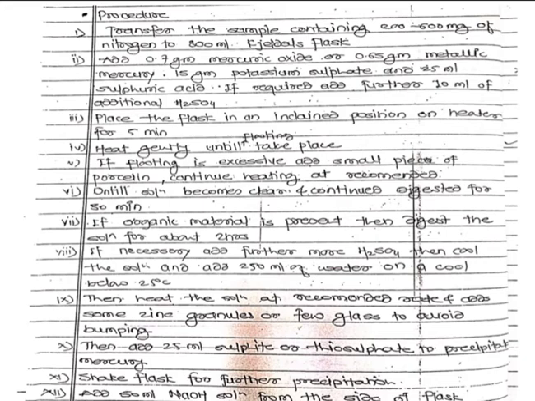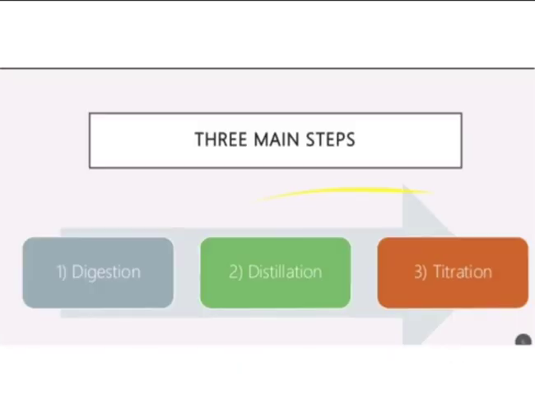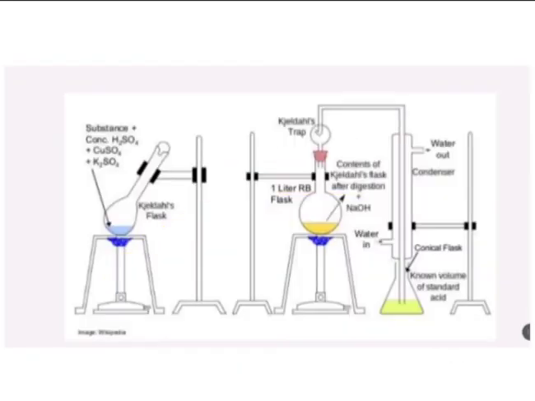If our substance is not soluble, then you have to add more H2SO4, about 10 ml, into it. Then place the flask in an inclined position on a heater for 5 minutes. As I have shown in this diagram, such a way, this is the inclined position. You have to put the flask in an inclined position on a stand and we have to supply heat.